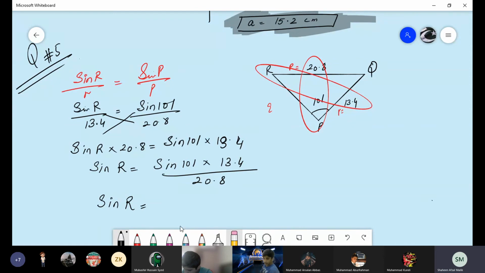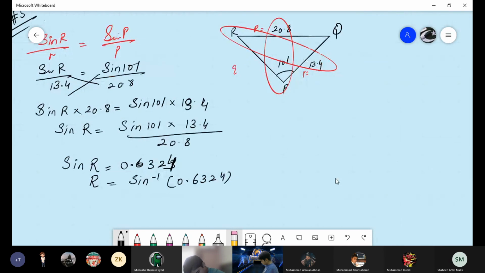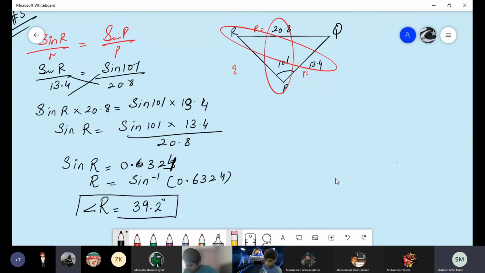0.63. Tell me 4 digits. 0.6323 or 0.6324. So R is equal to sine inverse of 0.6324. What is the value of angle R? 39.2. Yes, 39.2 is the angle R.